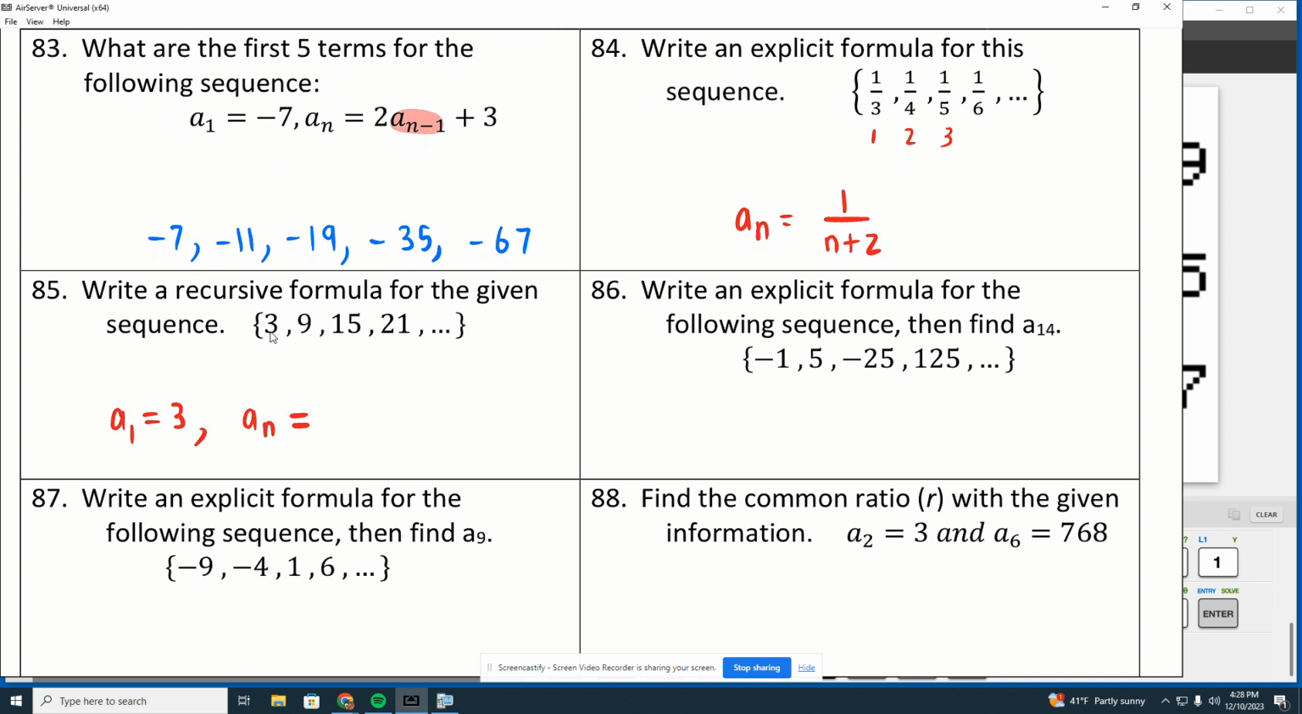So I could say, well, adding is the easiest way to start. 3 plus what gives me 9? 3 plus 6. Does 9 plus 6 give me 15? Yep. Does 15 plus 6 give me 21? Yeah, this was easy. I'm going to call on my previous term and add 6.